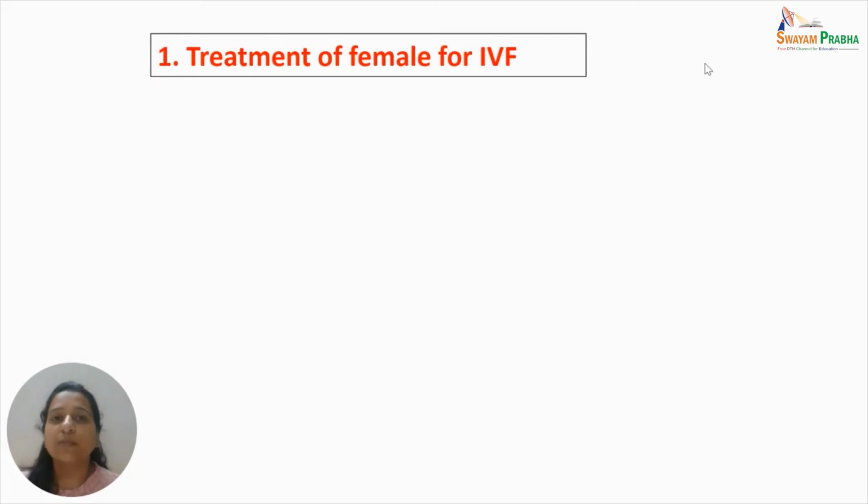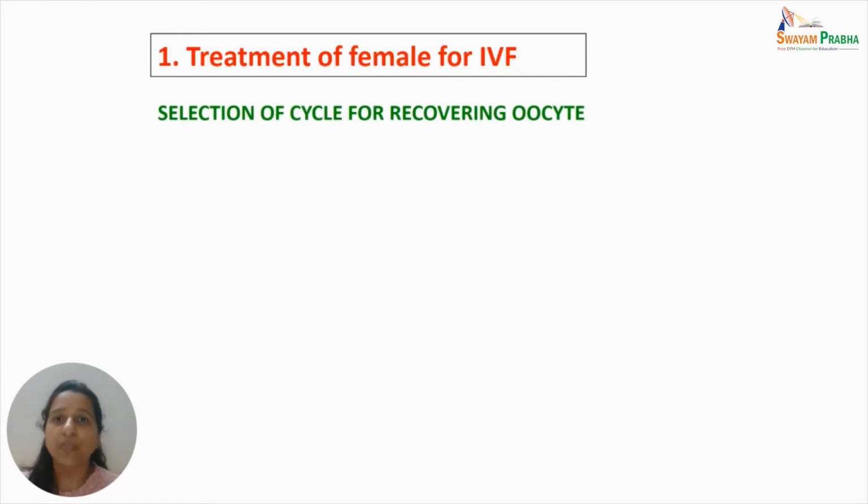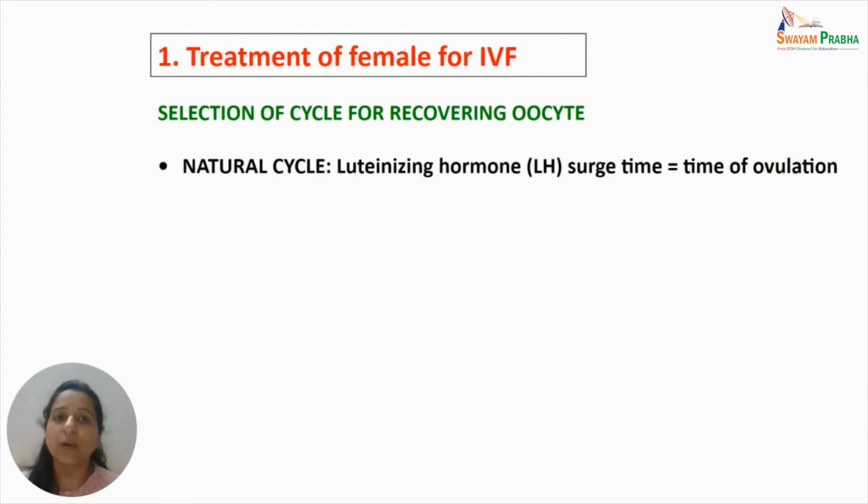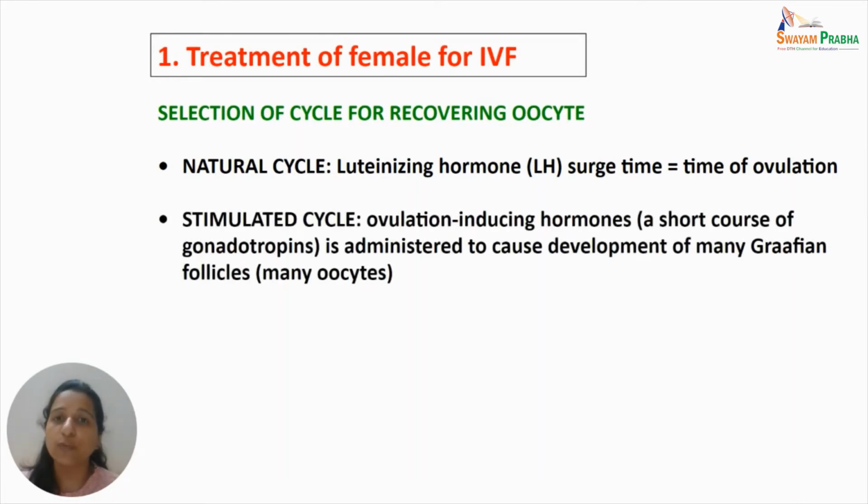So now we'll take up the different steps of IVF one by one. The first step involves treatment of the female for the procedure, in which the menstrual cycle of the female is first of all selected for recovery of the oocyte. Now, the menstrual cycle of the female can be a natural cycle in which a surge in luteinizing hormone coincides with the time of ovulation.